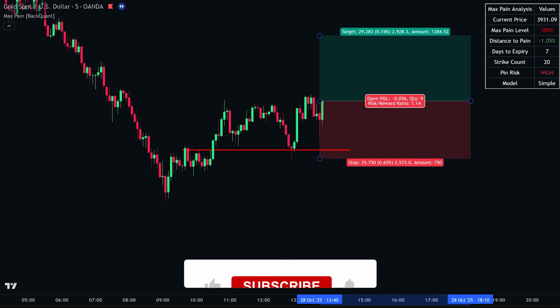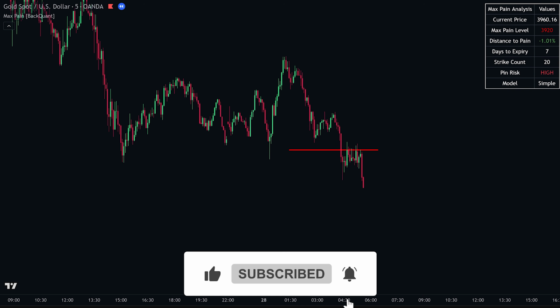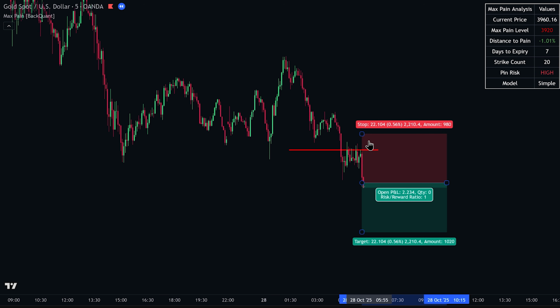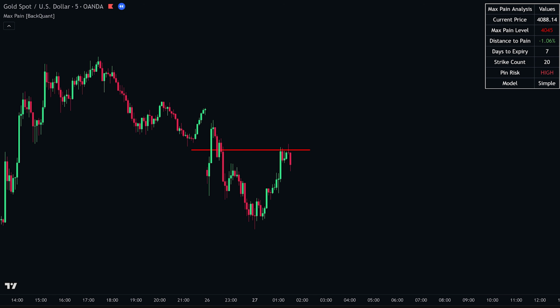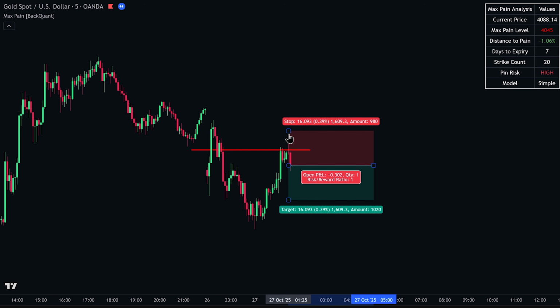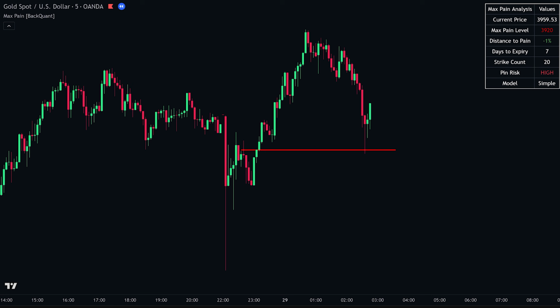We can visualize the pin risk zone, key support and resistance from major strikes, and the gamma exposure that can dampen or amplify volatility. But here's the crucial part. This is a synthetic model, not live options data. Its output is an intelligent estimate, not a guarantee. Therefore, I highly recommend you backtest and forward test it thoroughly before integrating it into your main strategy. Try it on a demo account, learn its patterns, and always combine it with other technical analysis tools.